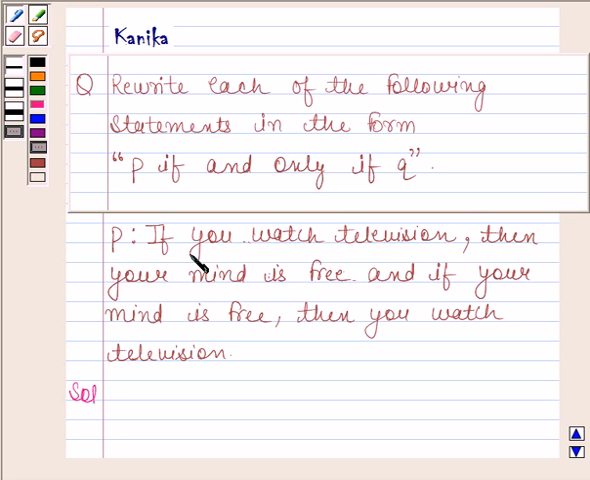Given statement is, if you watch television, then your mind is free, and if your mind is free, then you watch television. Since P and Q are already named as the given statement, so we shall take the component statements as P1 and Q1.